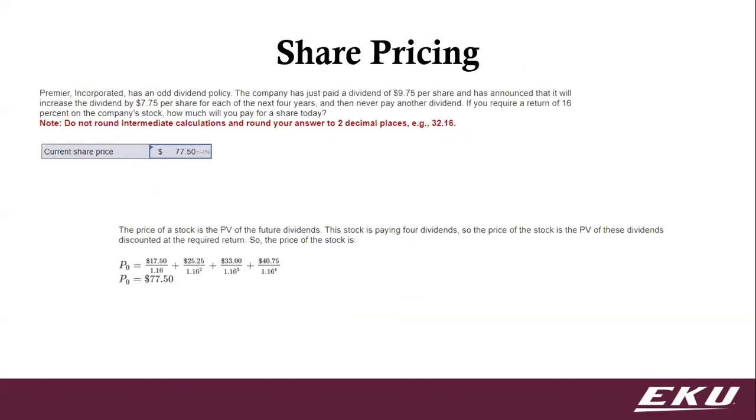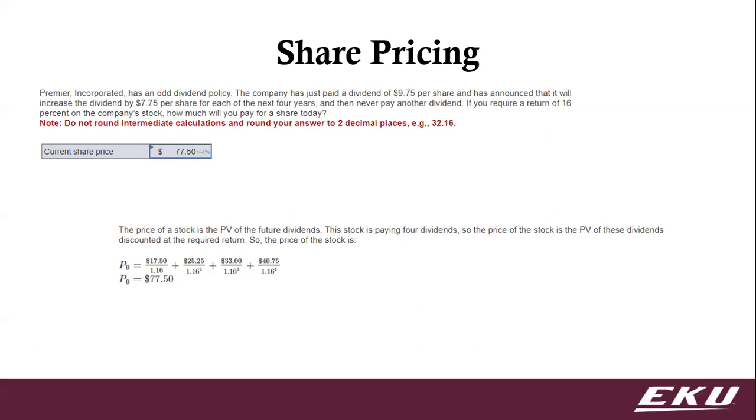Okay. Now I said before about intrinsic value and that type of thing, so this is using that. The intrinsic value of a stock would be the present value of the cash flows. The cash flows from the stock would be the dividends, right? So we have to calculate today's value of this future string of cash flows. We know that they just paid $9.75 per share. It's going to increase by $7.75 per share for each year of the next 4 years, and then it never pays another dividend. So we have to get all of our money by the fourth year.